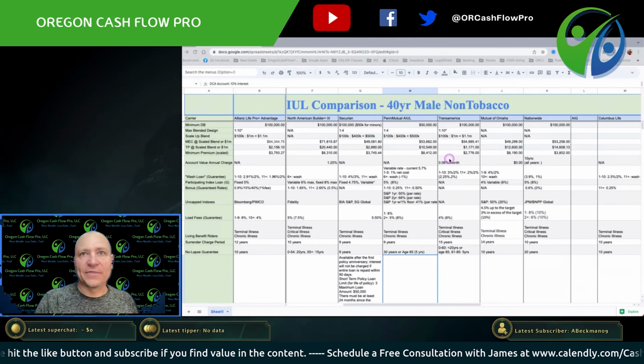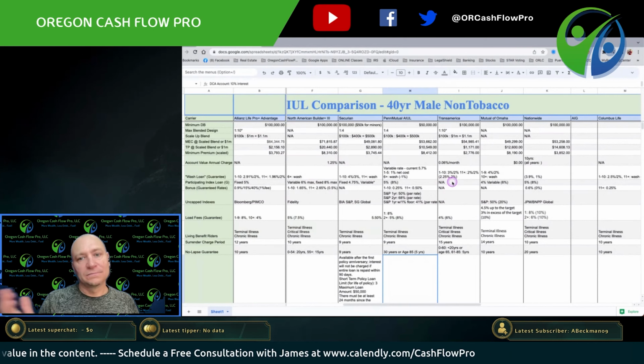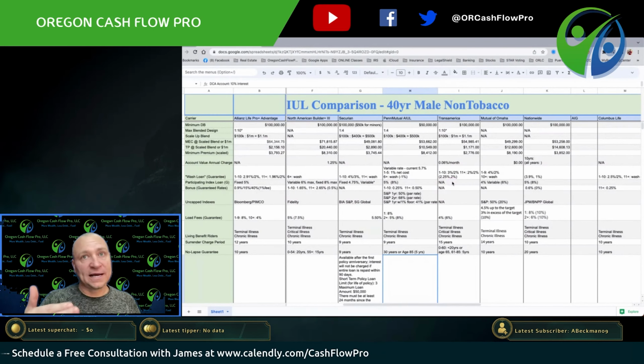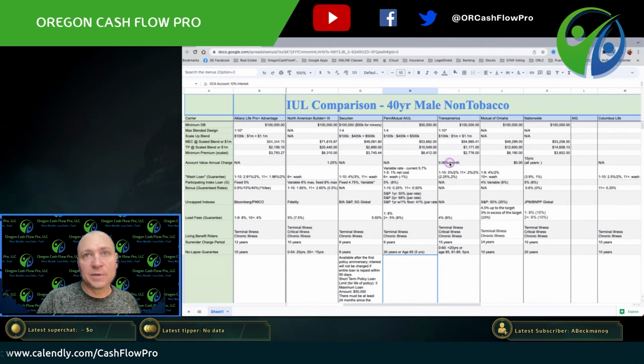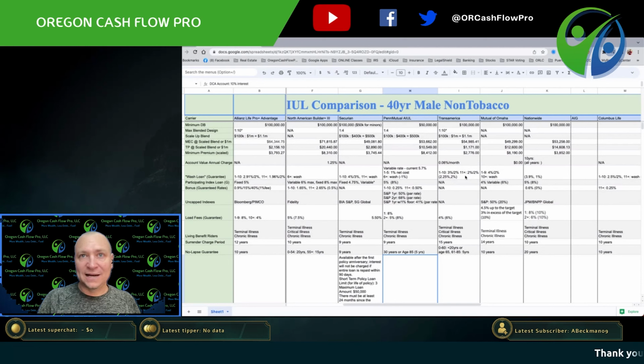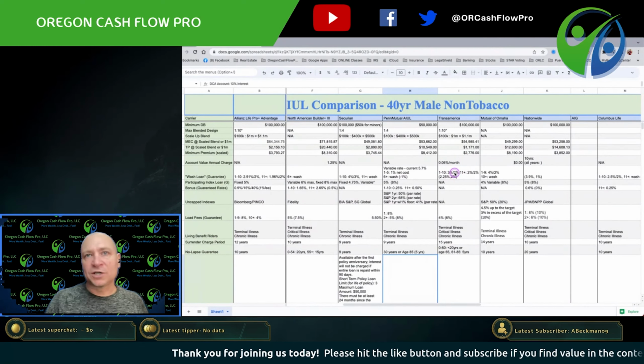Okay. Now, they do not have a participating index loan. Kind of a bummer. If you're planning on accessing the cash values to go invest in other stuff, this is not going to be a good product for that. If you're not planning on doing that, you just want to put money in and have nice low costs starting out, this can be a good product for that. But they don't have uncapped index options either. We'll get to that. They do have a wash loan.